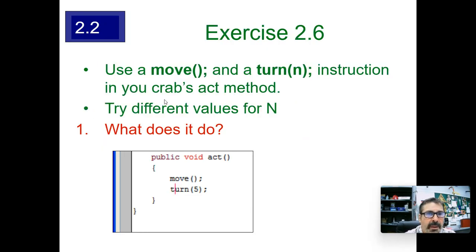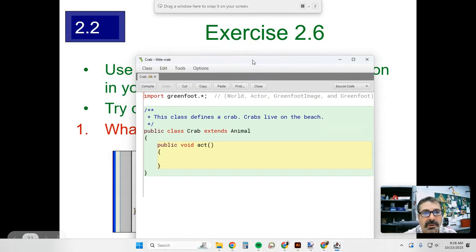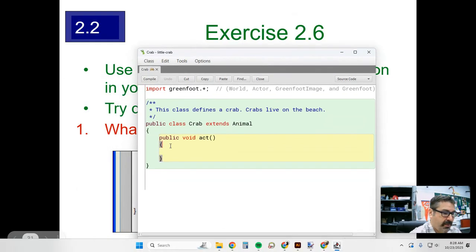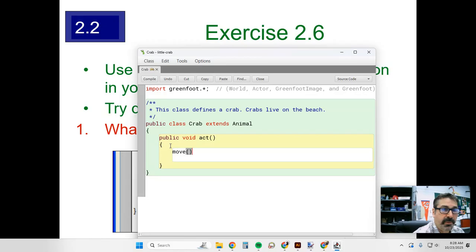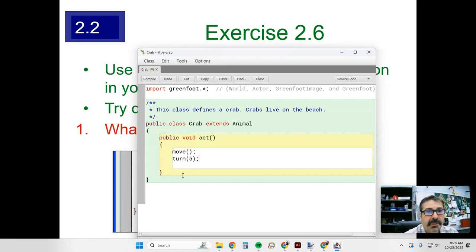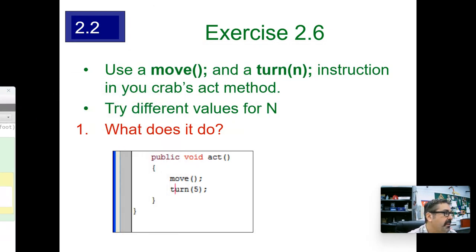Okay. So I want you guys to do this. Use move and turn instructions in your crab's act method. What that's going to look like is you're going to go to your act method. You already have that, and you're going to say move parentheses parentheses semicolon and turn 5 semicolon. Okay, and then we'll compile that, no errors, and then let's see what it does.